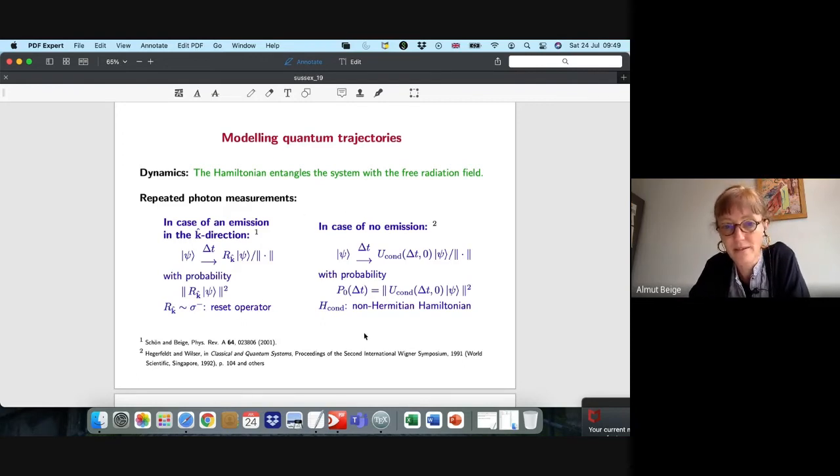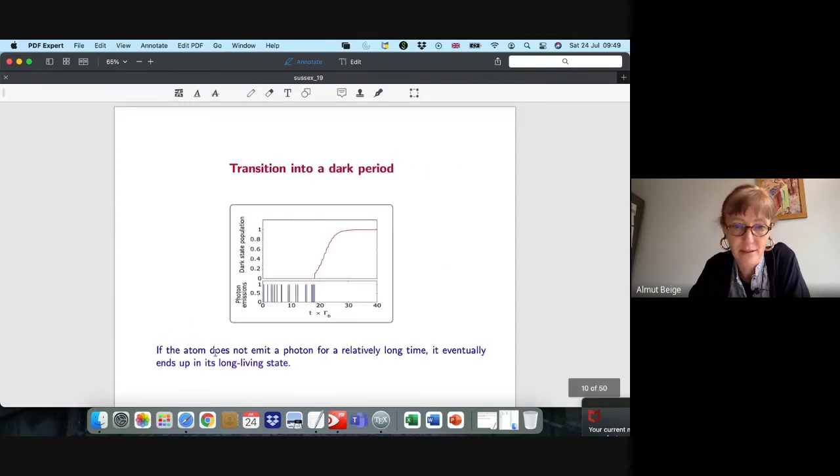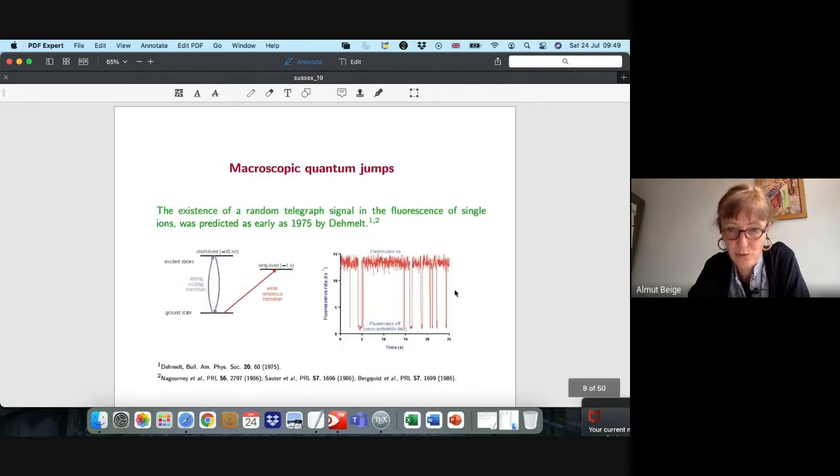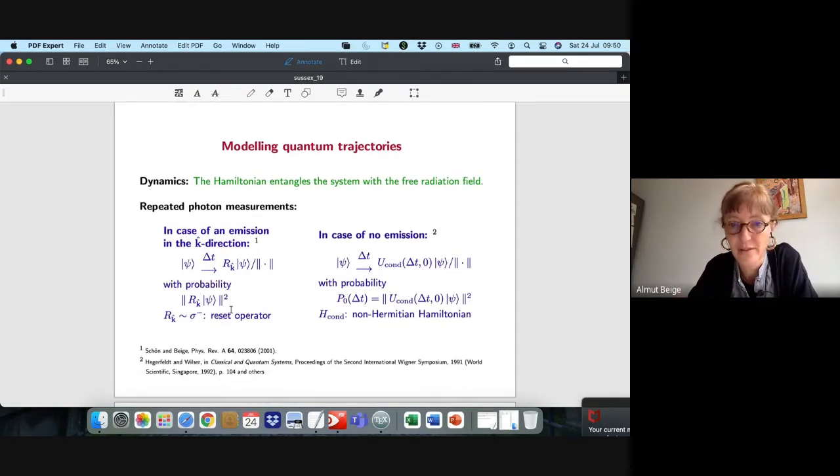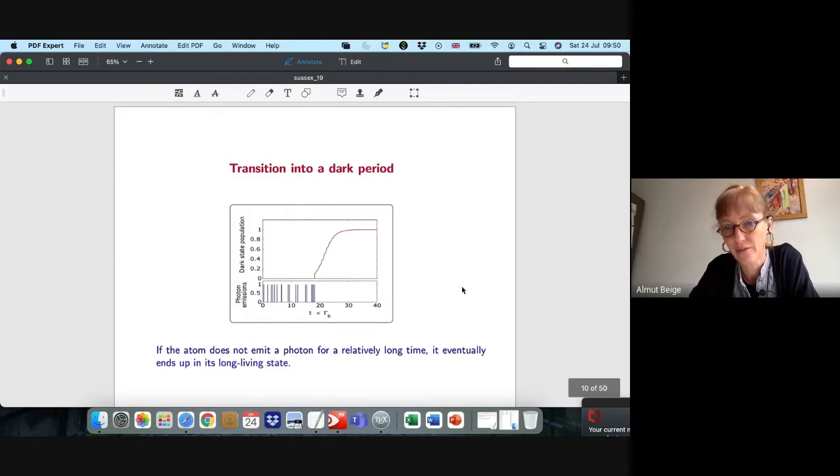So when you have this formalism, you can simulate single trajectories, and that's an example of a numerical simulation of the kind of trajectories that I was showing here. So this is an experimental picture, and really the only difference between theory simulations and the experimental pictures is that in the experiment, when you have a dark period, your fluorescence rate doesn't go down to 0 because you always have a bit of background noise. But otherwise, the signals that you can generate on a computer using this quantum jump approach, these quantum jump simulations, look exactly the same as what you would get in an experiment.